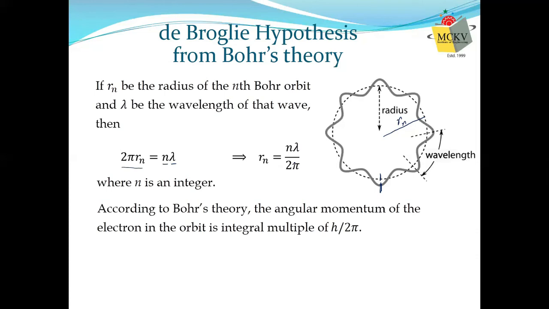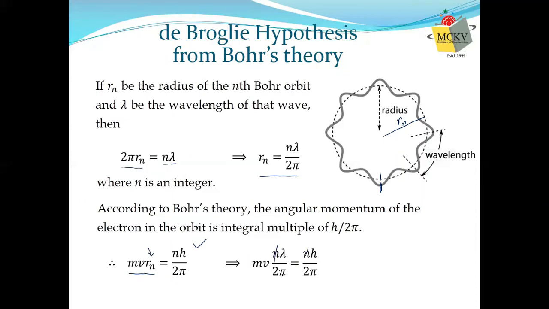Now, according to Bohr theory, for an electron rotating around the nucleus in the allowed orbit, the angular momentum of the electron is an integral multiple of h by 2 pi. That means the angular momentum mvRn would be equal to n times h by 2 pi. When Rn is replaced by n lambda by 2 pi in the equation, then it will be mv n lambda by 2 pi equals nh by 2 pi.